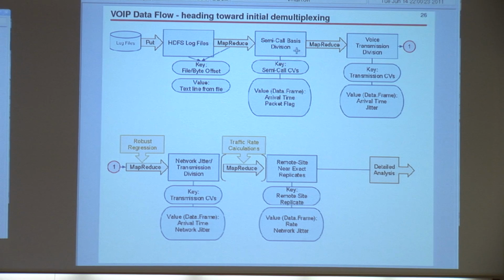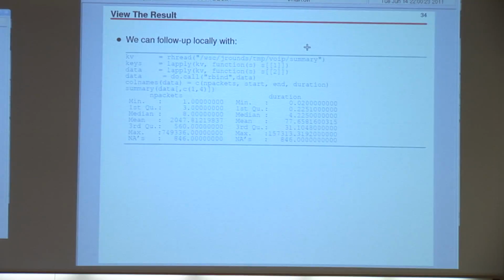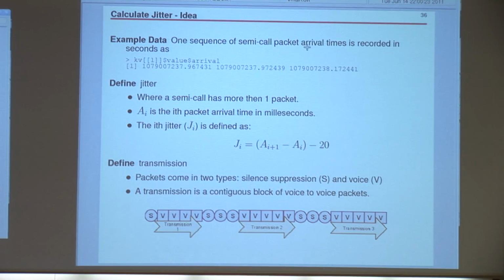So what else can we do? He described a voice transmission division where we calculate some jitter. He described this jitter kind of in detail. We get there with another MapReduce on that last data set that we created. So the values of the key value pairs are these sequences of times. And a jitter is the difference between the times minus 20 milliseconds. And what we mean by transmission interval is a contiguous block of voice-to-voice packets.